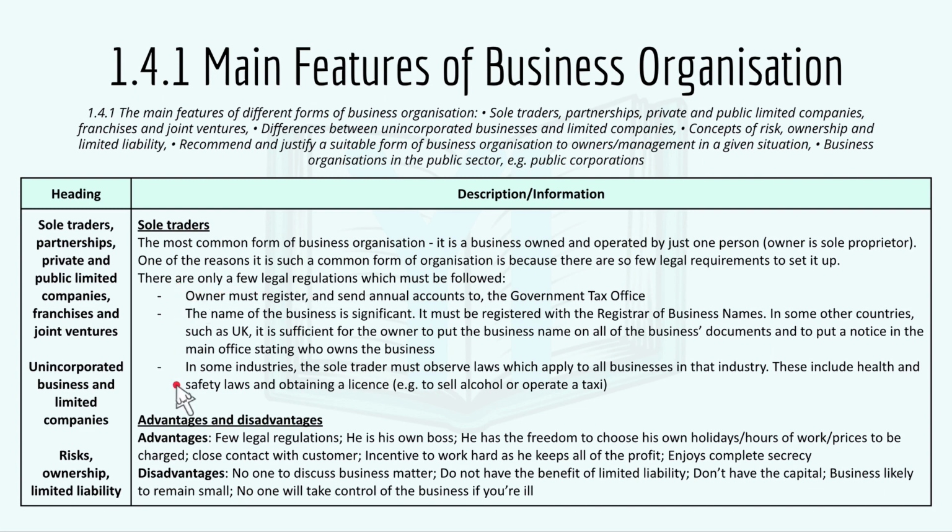Number 1, the owner must be registered and send annual accounts to the government tax office. Number 2, the name of the business is significant and it must be registered. In some other countries, such as the UK, it is sufficient for the owner to put the business name on all the business documents and to put a notice in the main office stating who owns the business. And number 3, in some industries, the sole trader must observe laws which apply to all businesses in the industry. This includes health and safety laws and obtaining a license, like to sell alcohol or operate a taxi.